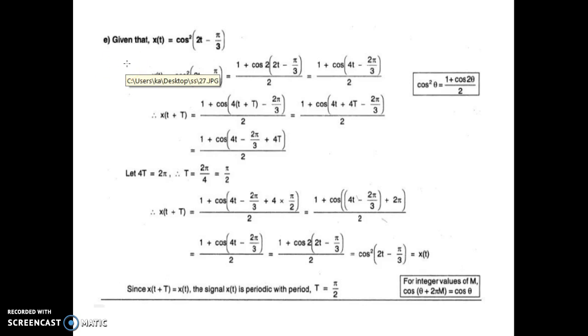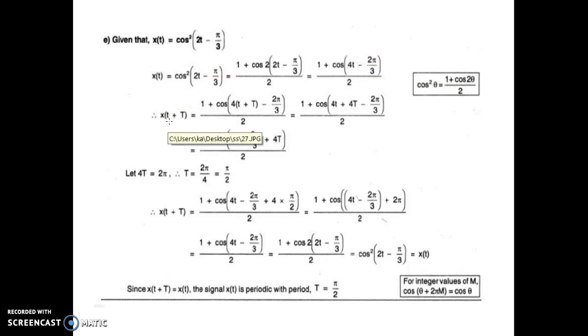Now let us consider one example and find out whether x of t is periodic in nature or not. Let x of t equal cos square of (2t minus pi upon 3). Let us substitute cos square of theta equal to 1 plus cos 2 theta upon 2. Do this substitution for this equation. It can be written as 1 plus cos 2 theta, that is (2t minus pi upon 3), upon 2. Expand this bracket, you can get 1 plus cos of (4t minus 2 pi upon 3) upon 2.